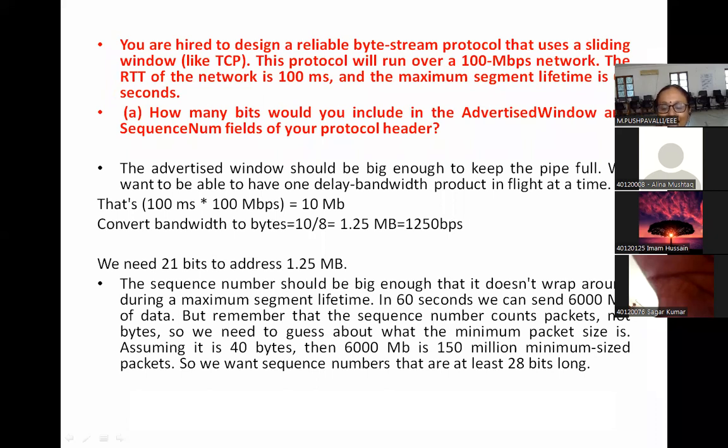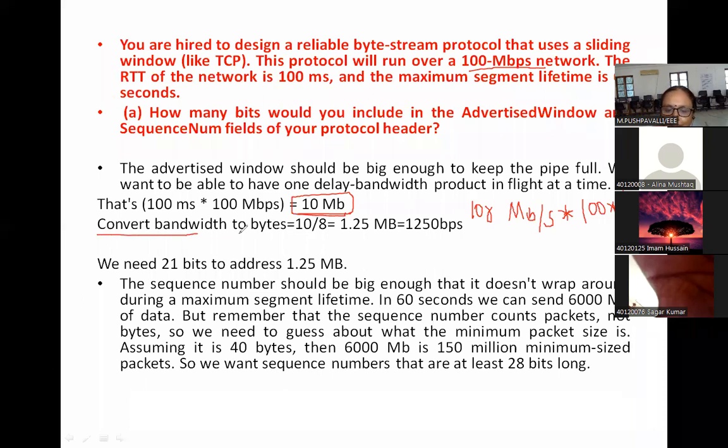What is the calculation behind this? First, you all know this is 100 Mbps. We have to decide the bandwidth-delay product. So per second, 100 megabit per second, I have to multiply with the RTT, and to calculate I have to be in bits. So I am multiplying with 100 milliseconds, that is 10 power minus 3, and I am getting 10 Mb. That is my bandwidth-delay product.